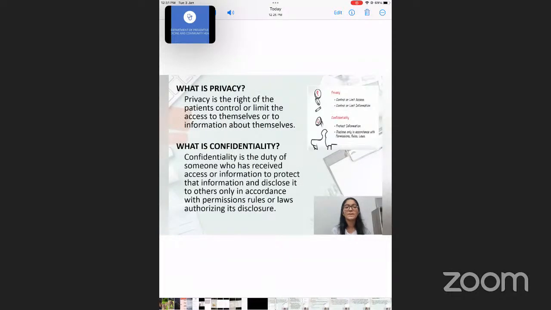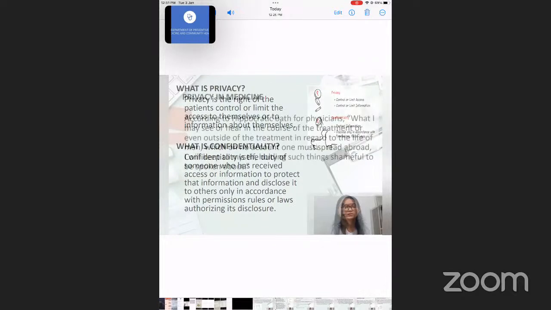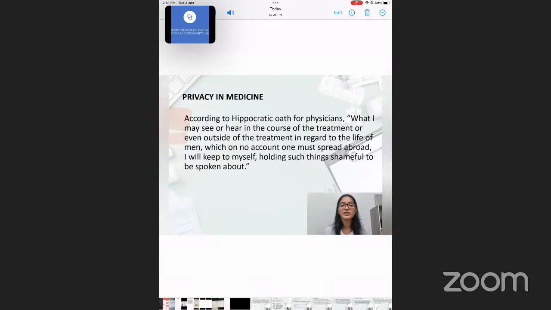What is privacy? Privacy is the right of the patient to control or limit access to themselves or the information about themselves. What is confidentiality? Confidentiality is a duty of someone who has received access to information to protect that information and disclose it to others only in accordance with permissions, rules, or laws authorizing its disclosure. Privacy in medicine. According to the Hippocratic Oath for physicians: what I may see or hear in the course of the treatment, or even outside of the treatment, in regard to the life of men, which on no account one must spread abroad, I will keep to myself, holding such things shameful to be spoken about.